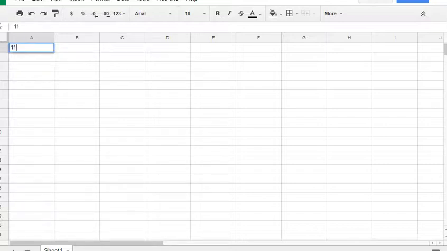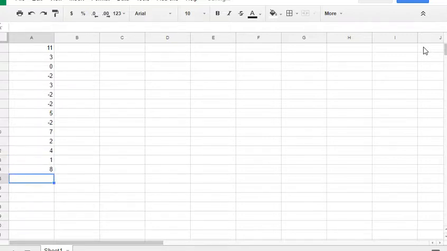So 11, 3, 0, negative 2, 3, negative 2 again, negative 2 again, 5, negative 2 seems to be really popular, 7, 2, 4, 1, 8, 1, 0, negative 5, and 2.